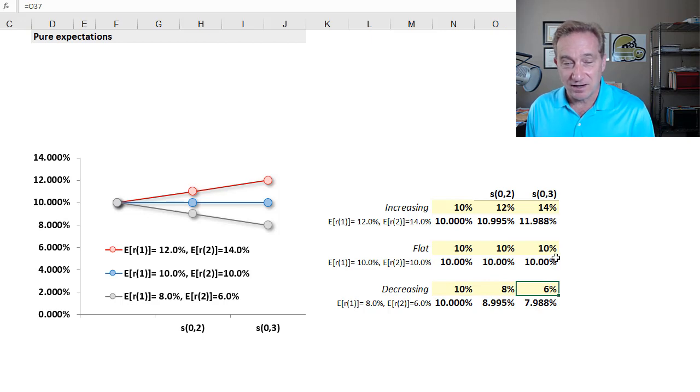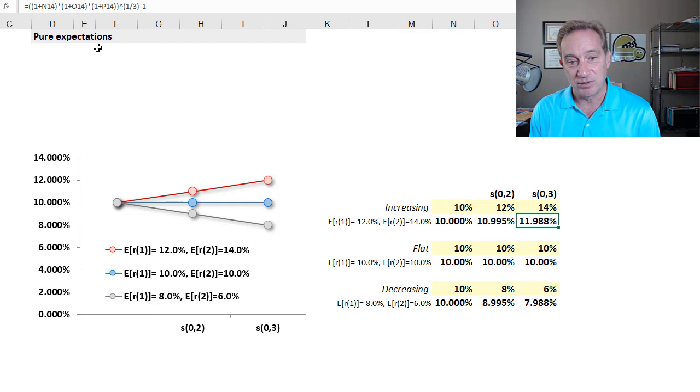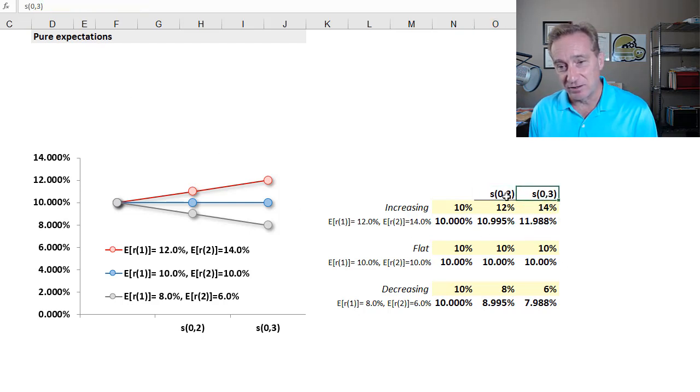So in the yellow cells, again, we have one-year spot rates all starting at the 10%, but then either migrating up or down or staying flat depending on the consensus. And then we're plotting over here these numbers, which are the implied term structure under pure expectation. So you can see that's why I have these labels here.